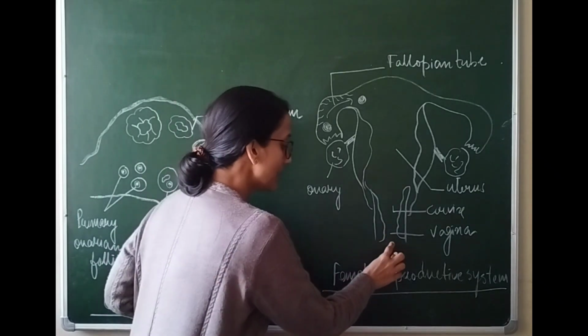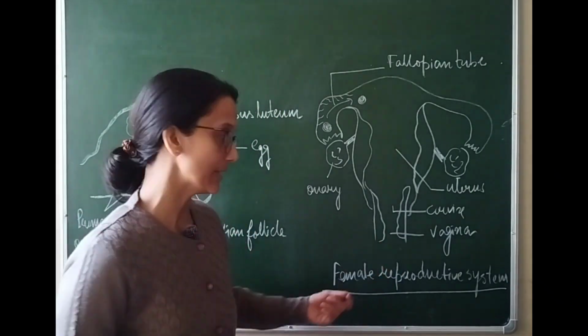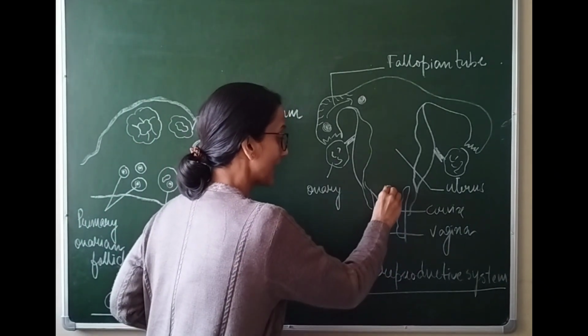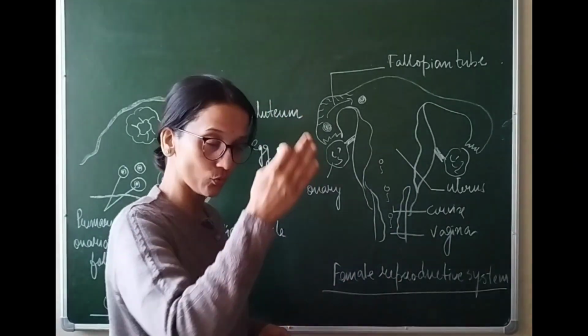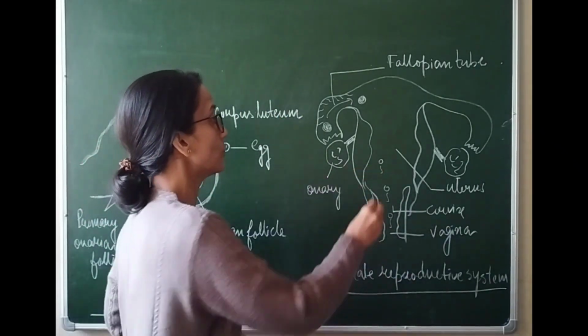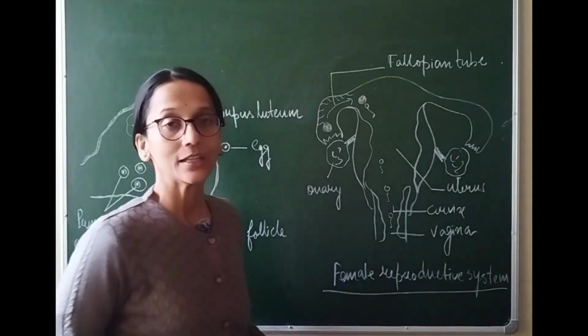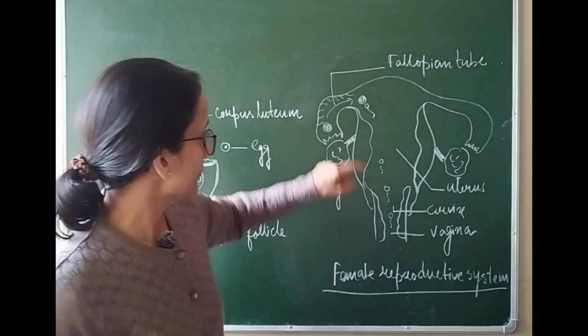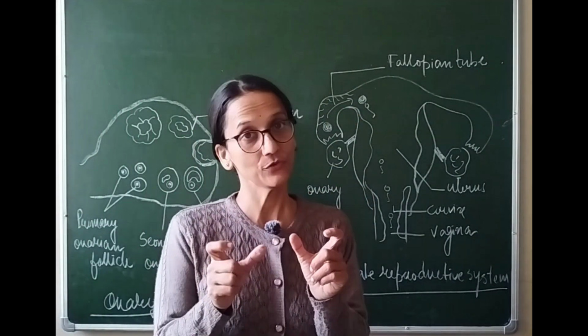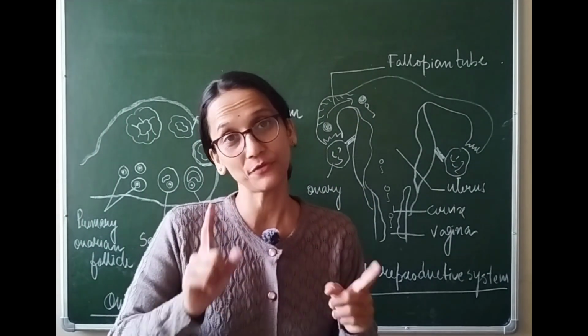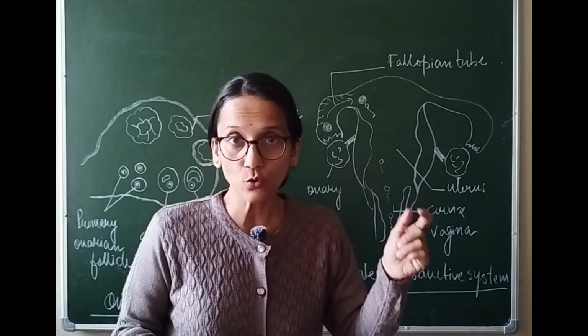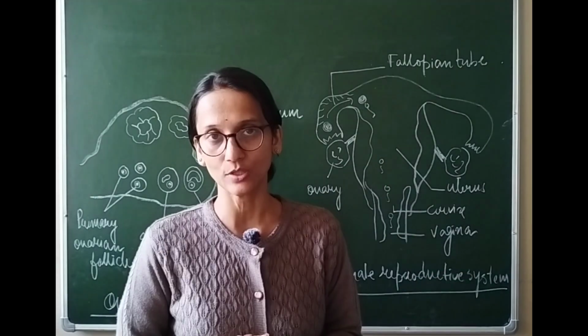So when the sperms are released in the female vagina, these sperms, since they are motile, can easily move through the vagina, then the cervix, then the uterus, and finally reach the fallopian tube. So the fallopian tube is that part of the female reproductive system where actual fertilization, meaning fusion of the male and the female gamete, is going to take place.